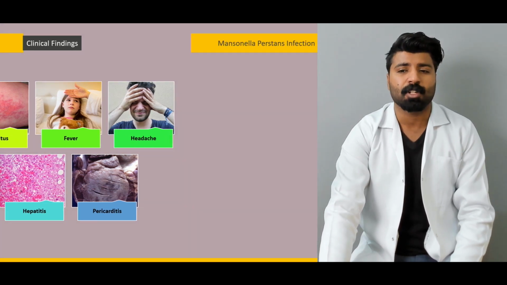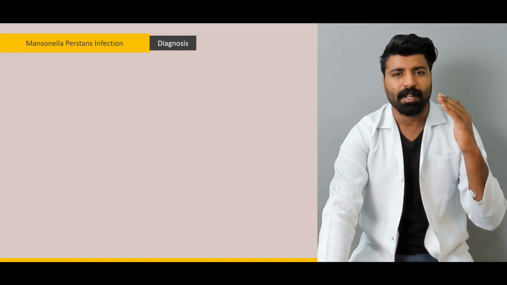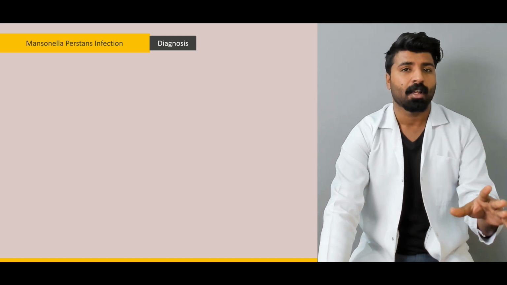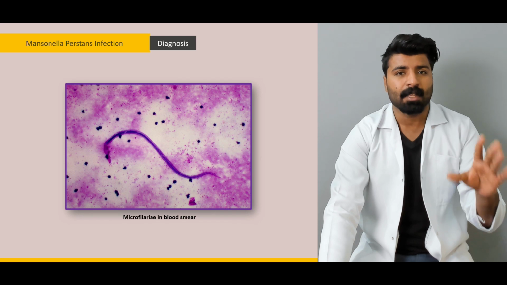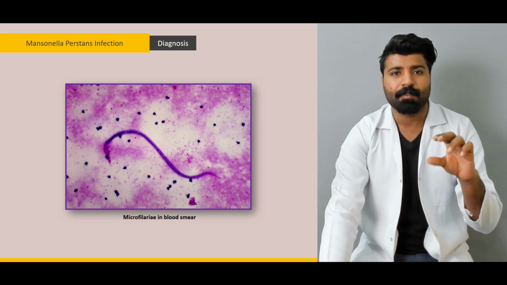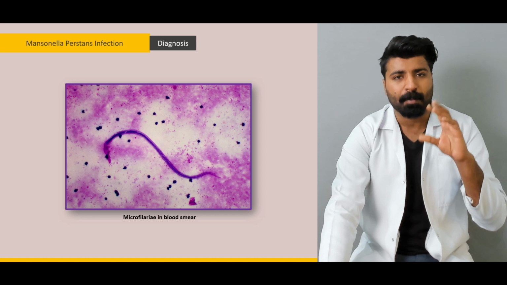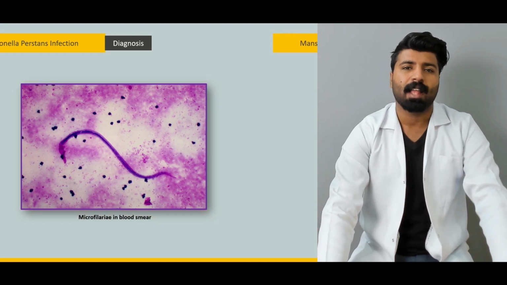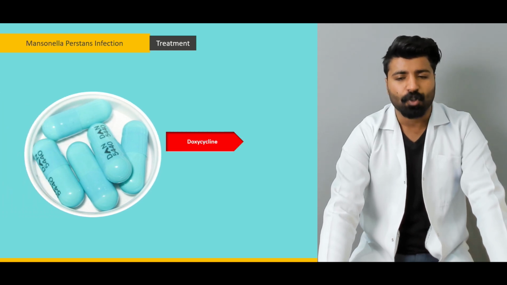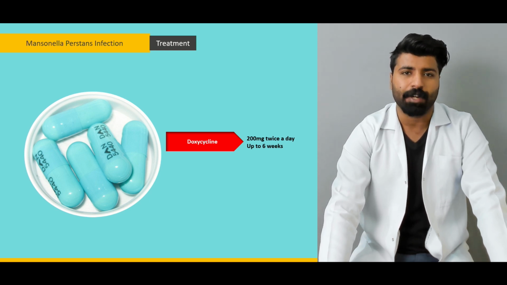Now, these are the clinical symptoms. What do you have to do for diagnosis? Again, go for the history, go for the examination. You look for all these clinical manifestations in the examination part that we just talked about. And in the diagnosis, to confirm your diagnosis, you have to go for the blood smear in which you'll see microfilariae, right? So the presence of microfilariae in the blood smear will confirm your diagnosis, and that's when you move on to the treatment option. What treatment options we have? You can go for doxycycline, which is given in 200 milligram twice a day up to 6 weeks in this patient.